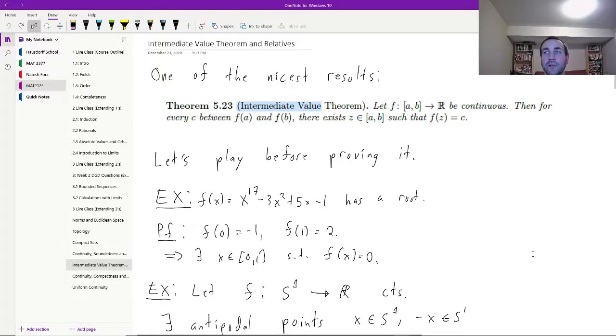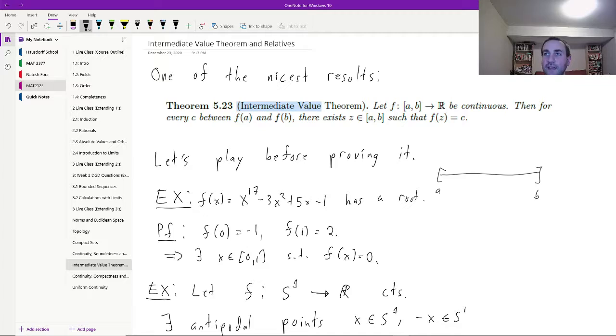So in this video, we're going to go over one of the coolest results in the course, the intermediate value theorem. I'm going to try to sketch the result as we go. So we have a continuous function f that goes from a closed interval a to b. Then we know the following thing.